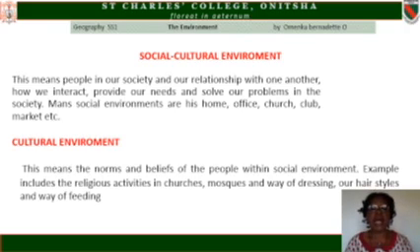Then we look at the cultural environment, which is found within the social environment. This means the norms and beliefs of people within the social environment. Examples of this will include the religious activities in different churches, in mosques, and our way of dressing, our hairstyles, and feeding mode, because we have different tribes in Nigeria, and our way of dressing is not the same. They are in different ways.